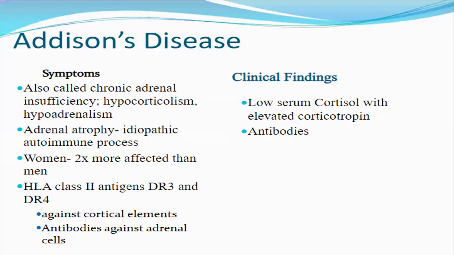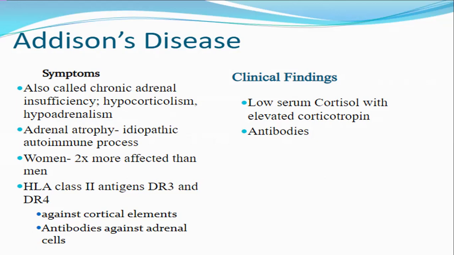Okay? So another autoimmune disease is Addison's disease. So what organ is usually affected? The adrenals. Okay? So this is called chronic adrenal insufficiency, hypocorticolism, or hypoadrenalism. There is also noted adrenal atrophy, no? Okay, as seen in idiopathic autoimmune processes. Now, women are more likely affected than men, no? Twice the times it affects men. And the HLA antigens involved are DR3 and DR4.